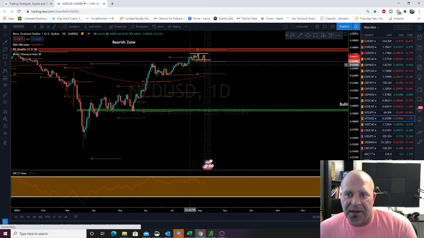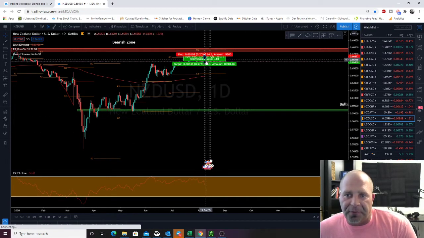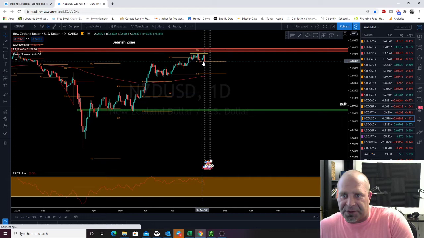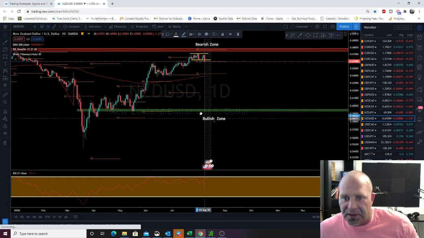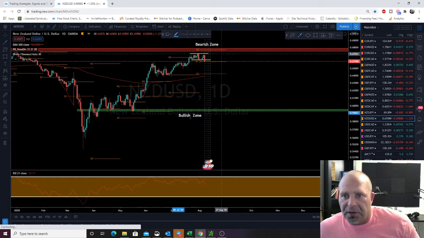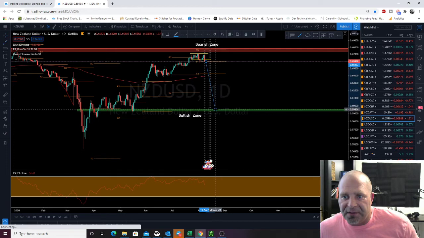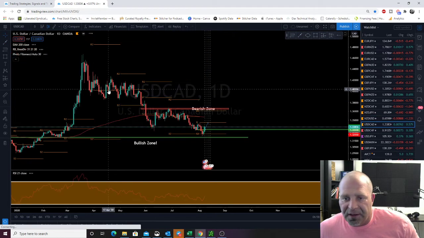NZD USD, again, we are catching really good trades in between these two zones, but our back's up against our bearish zone. So overall, it'd be great to catch that move to the downside there.